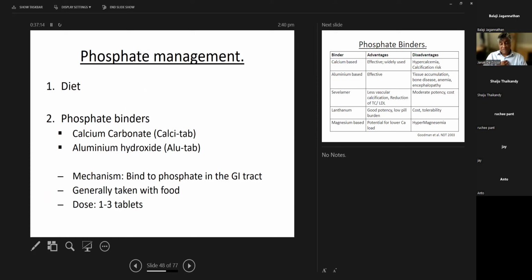So the idea is we give these tablets just before the meal. When they get to the stomach, the acid environment, the calcium or the aluminium component separates and then can bind to phosphate that's in the food. So often we'll take 1 to 3 tablets with meals.